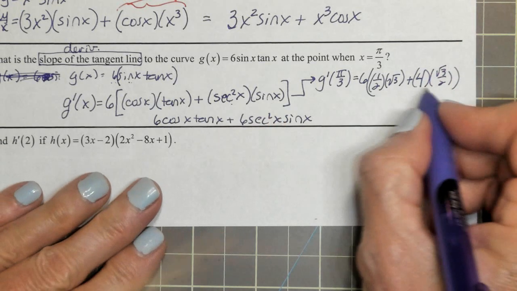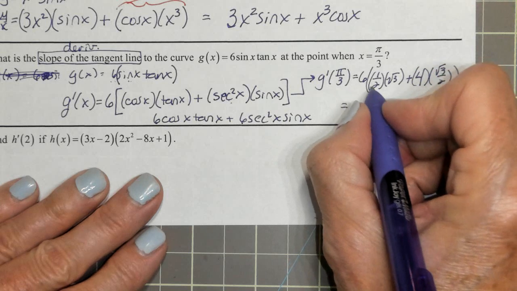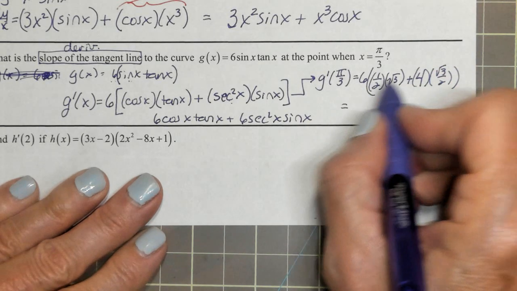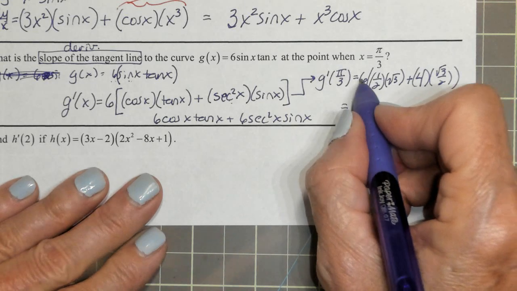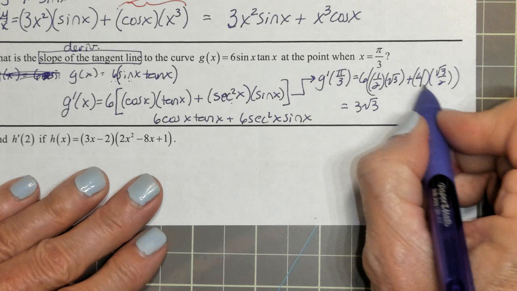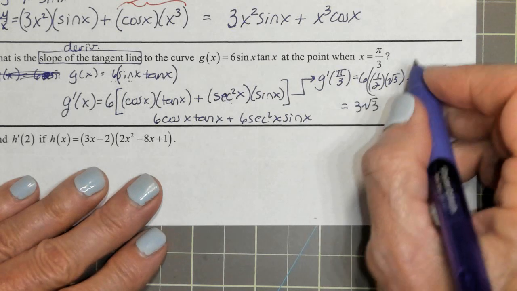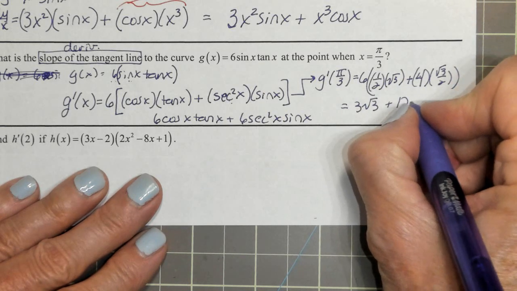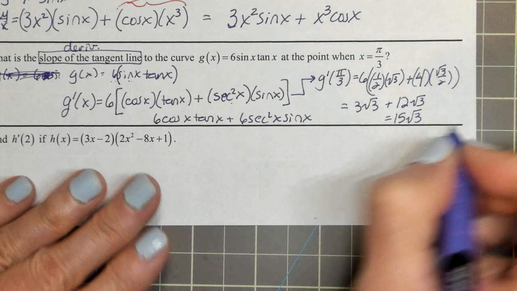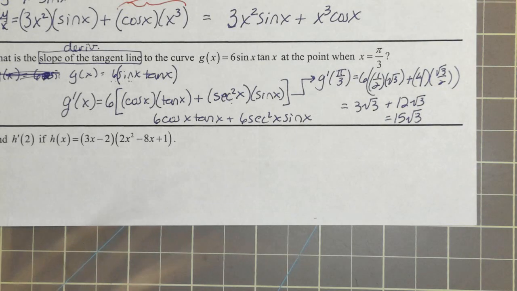That would be a safe stop spot. Let's clean that up a little bit. I'm going to go ahead and multiply the 6 in. This is going to reduce and make it 3 square root 3. Here we have a 2 square root 3 times 6, which is a 12 square root 3. So this is 15 square root 3. Okay, I think I added all that right.